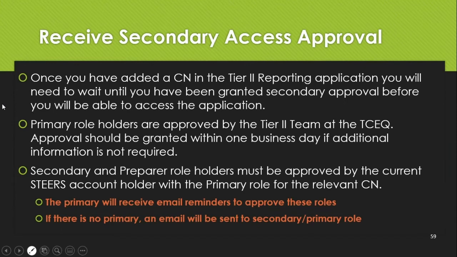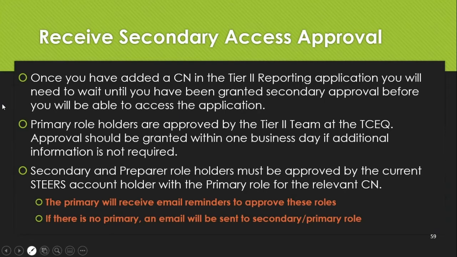So once you have received access and taken that application off probation with the STEERS participation agreement, for the Tier 2 reporting application, you'll then need to receive secondary access approval. For those that have requested the primary role, that secondary access will be granted by TCEQ staff, and that process usually takes 1 or 2 days. We try to check it, especially during reporting season, as often as possible.